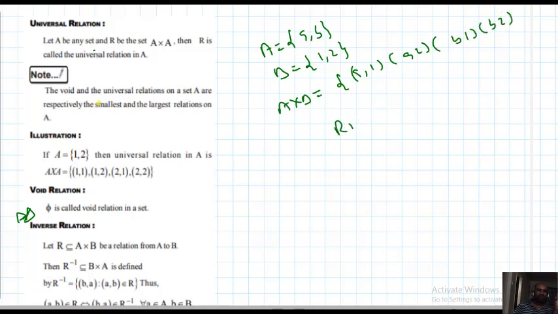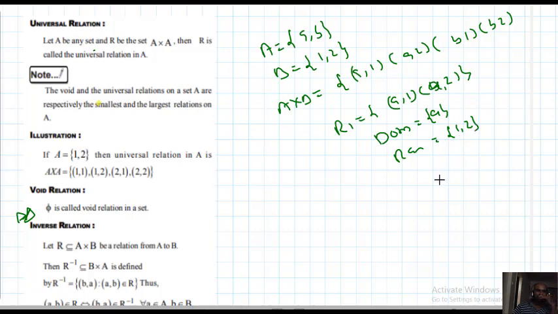Take any subset of that, say R1 = {(a,1), (b,2)} for example, or {(a,1), (a,2)}, no problem. So I can say R1 is a relation from A to B. What is the domain of this relation? Domain is set A. Range is {1, 2}. In this relation, if you interchange the first component and second component to get a new relation, the new relation is called the inverse relation of the given relation, denoted by R1 power minus 1.